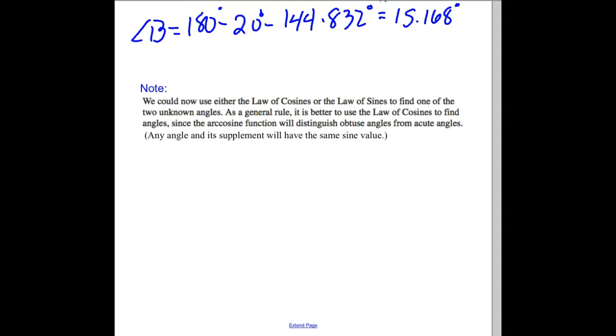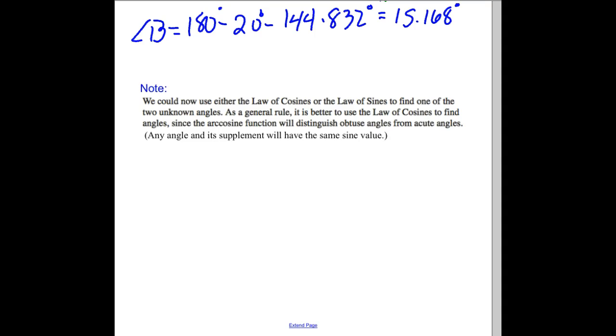once we found that side C, we had angle C being 20 degrees and we had side C being 6.529. So we knew a ratio of an angle to a side like we used in law of sines. So if we had a known angle-side ratio, we could have shifted to law of sines instead of using law of cosines to find that angle.